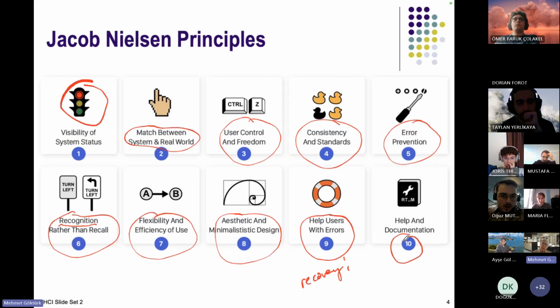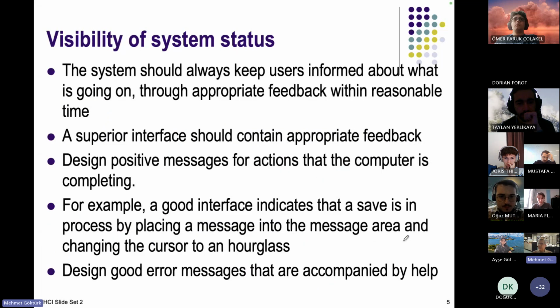So I'm going to go over them one by one. The visibility of system status is the fundamental thing. The system should always keep users... By the way, these are taken from Jakob Nielsen's website. So you can find and reach these on Jakob Nielsen's website, the ISO standards website, because these are well defined, and also in other HCI books. These are almost standard in the world.